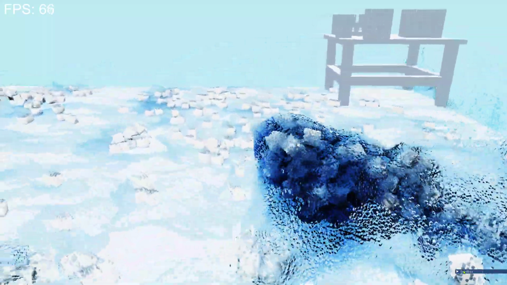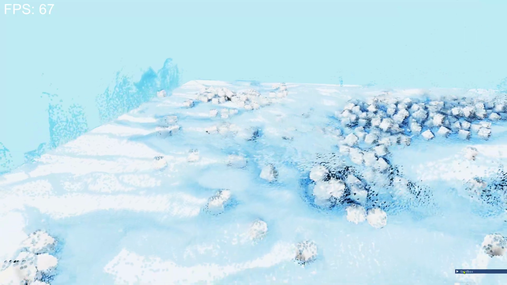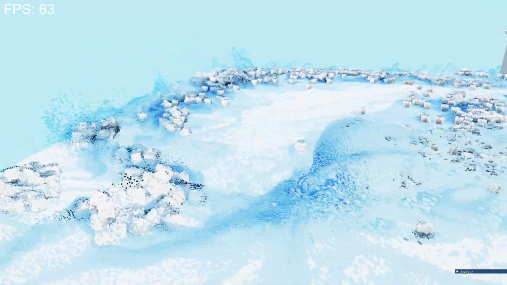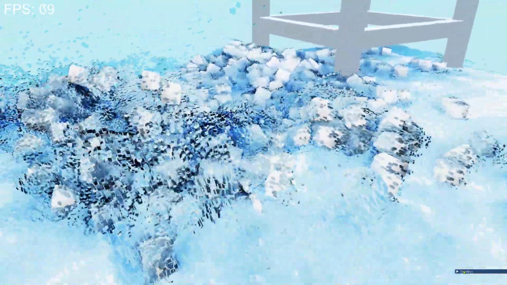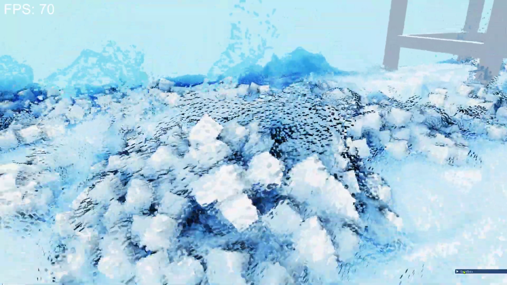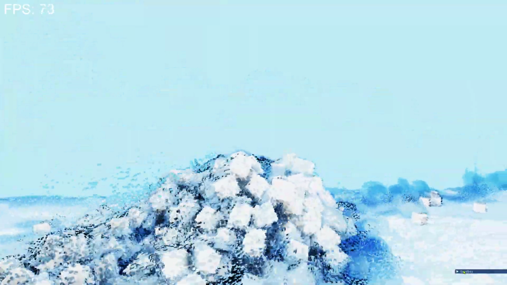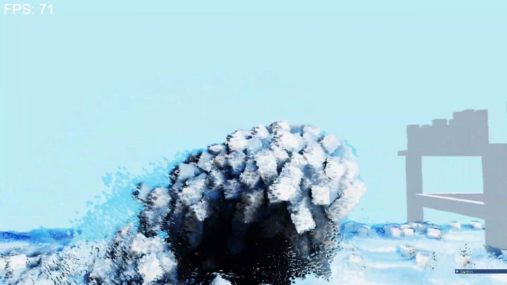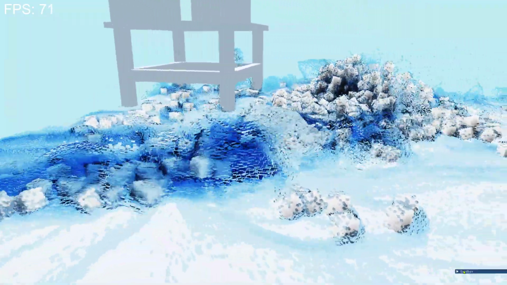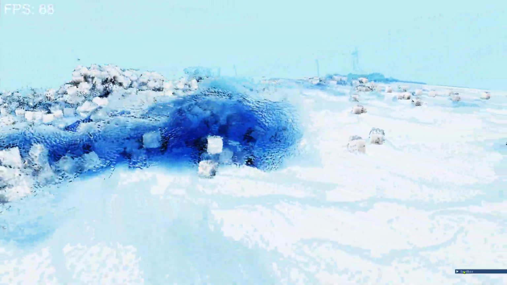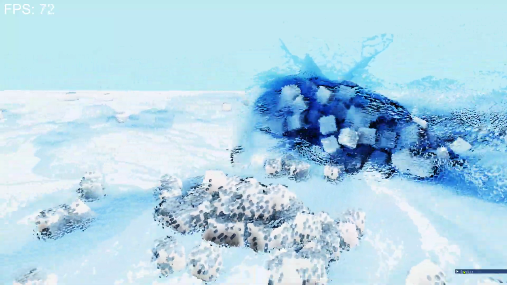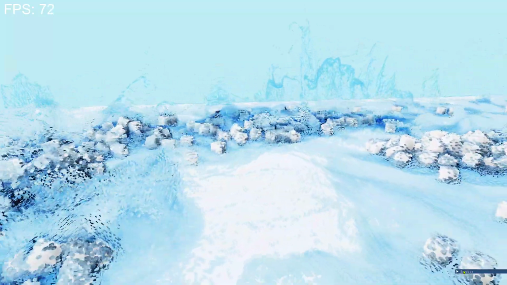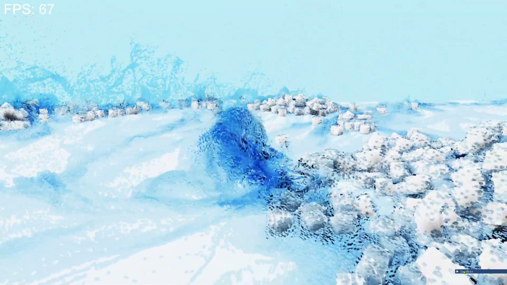I can move everywhere around. The whole thing is simulated. Nothing is sleeping either, like none of the rigid bodies are sleeping. Right now it's at a really slow frame rate of around 70 frames per second, but I'm pretty sure I can double it again.